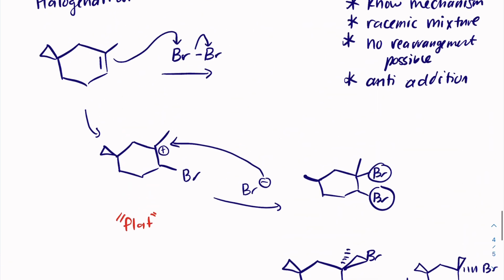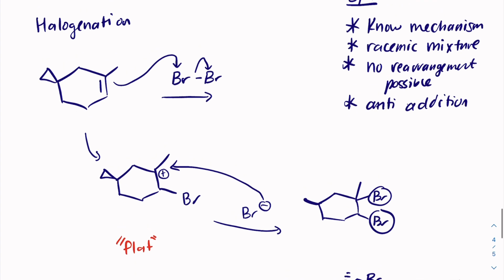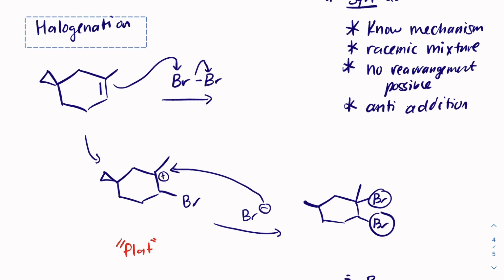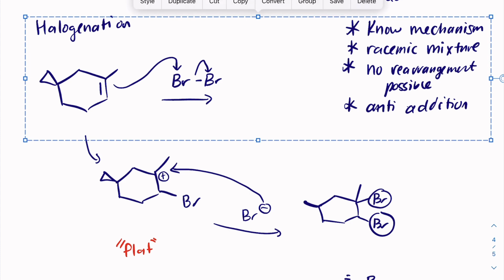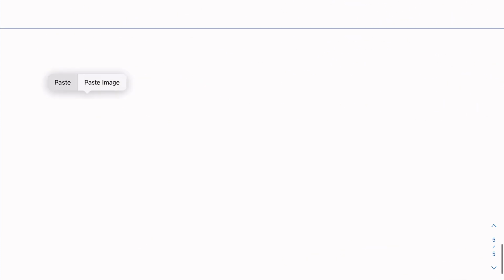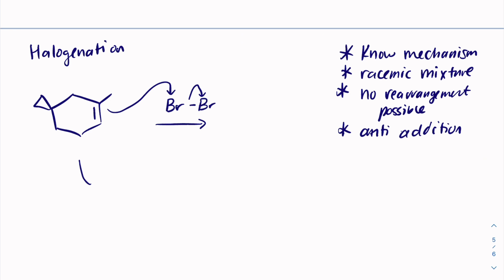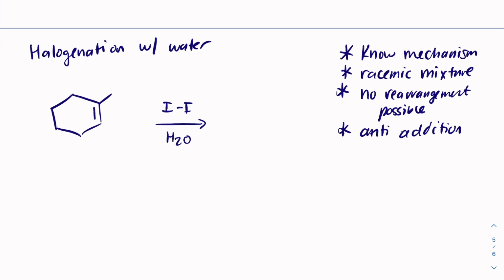Let us do the same exact reaction, and I'm going to have you know we want halogenation, except this time, instead of bromine, let's make it, oh, I don't know, something like this. I do want you to know the mechanism, halogenation with water. Then I'll do halogenation with an alcohol. And let's make it iodine. And then let's dissolve the iodine in water.